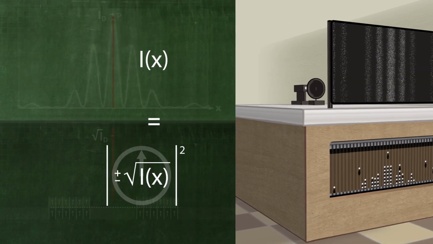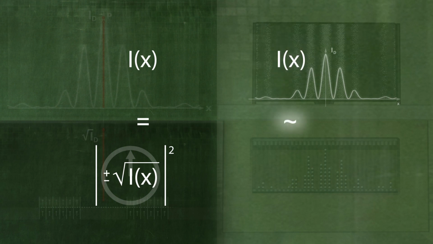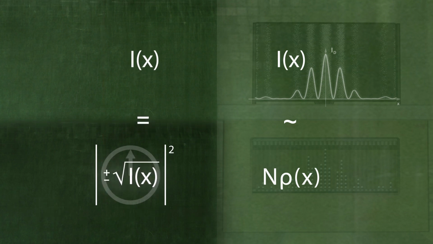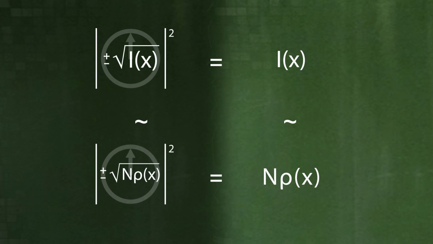In comparison to that, in case of individual photons, the intensity I of x on the screen is proportional to the probability density ρ of x multiplied by the number n of photons. We combine the equation I of x is proportional to n times ρ of x with the equation I of x is equal to the square of the amplitude. In combination, we obtain an unfamiliar new expression: the square root of the probability density ρ of x multiplied by the number n of photons.